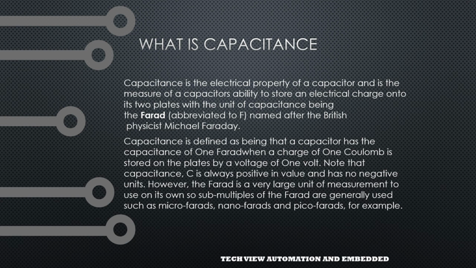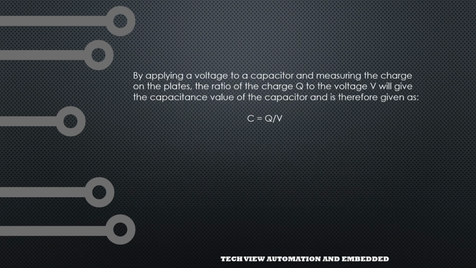However, the farad is a very large unit of measurement to use on its own, so submultiples of the farad are generally used, such as microfarads, nanofarads and picofarads. For example, by applying a voltage to a capacitor and measuring the charge on the plates, the ratio of the charge Q to the voltage V will give the capacitance value of the capacitor, and is therefore given as C equals Q divided by V. This equation can also be rearranged to give the familiar formula for the quantity of charge on the plates as Q equals C multiplied by V.